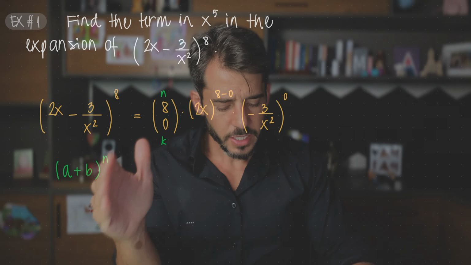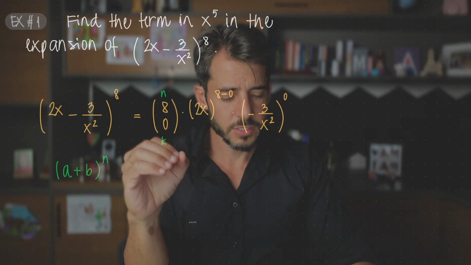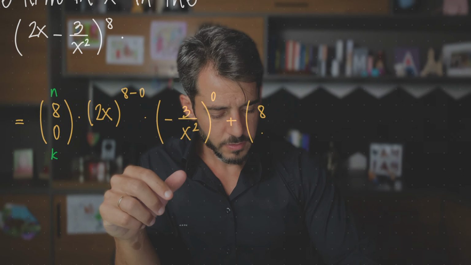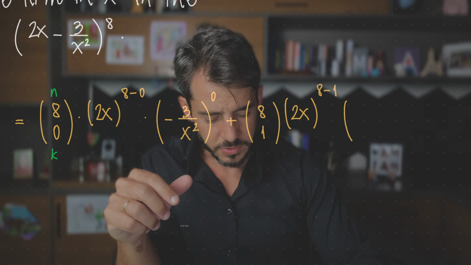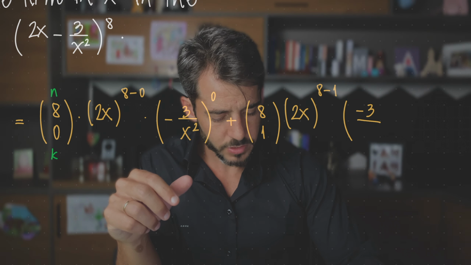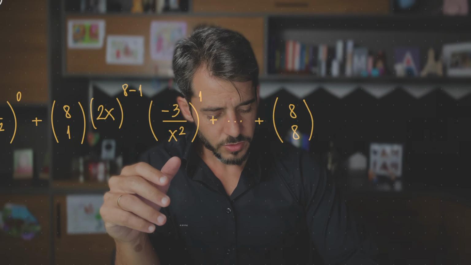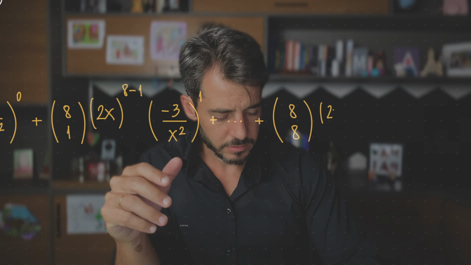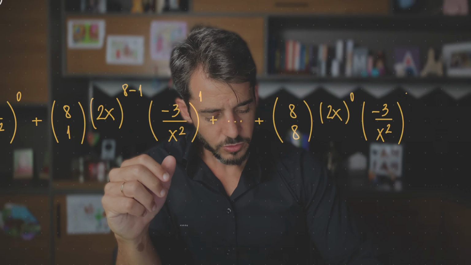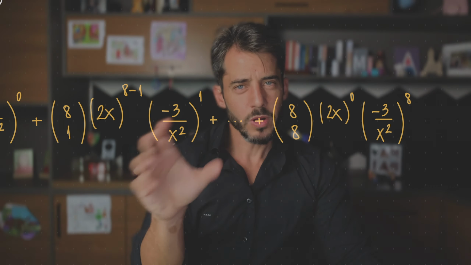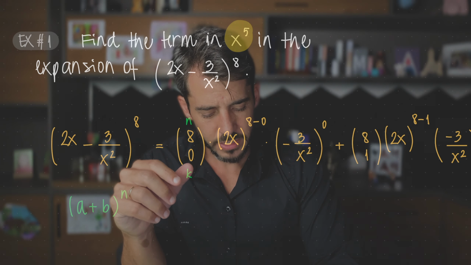So again, a choose 0 times (2x)^8 times (-3/x²)^0, plus the next one will be a choose 1 times (2x)^(8-1) times (-3/x²)^1, plus ... all the way to a choose 8 times (2x)^(8-8) times (-3/x²)^8. Now, one of these terms will have x to the 5th in it, but what is that term?